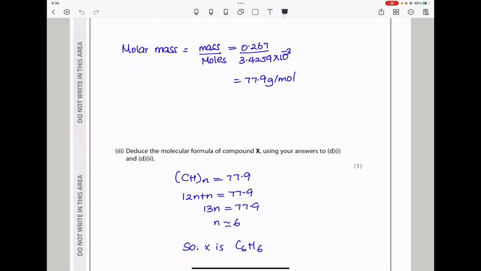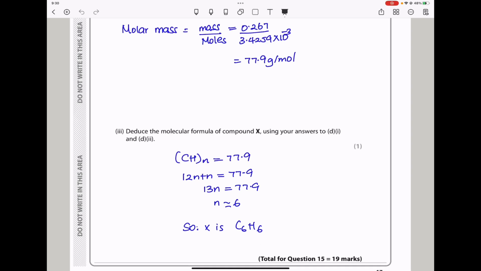So down here they say, deduce the molecular formula of compound X using your answers to D1 and D2. Because my empirical formula was CH and the molecular mass is 77.9, this is going to be 12N plus N, which is 13N is equal to that. And when I divide it through and round it off, the closest answer is going to be N is equal to 6. So X should be C6H6. So this brings us to the end of question 15. Let's continue to question 16.